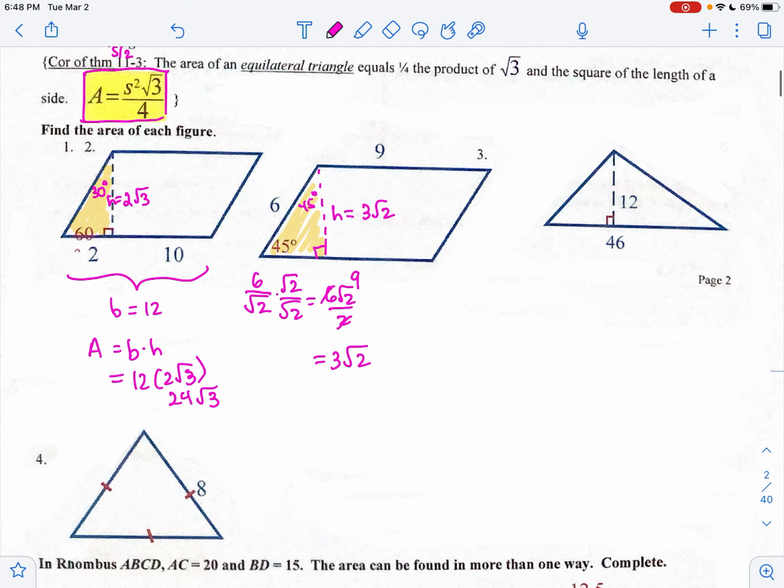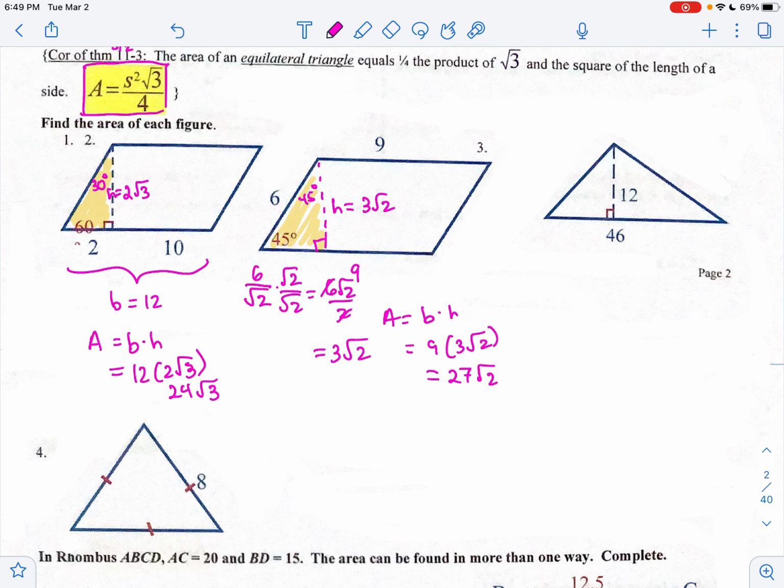Now plugging everything in, the area is equal to base times height. And I know my base is 9, my height is 3 radical 2. Multiplying that together, I get 27 radical 2.